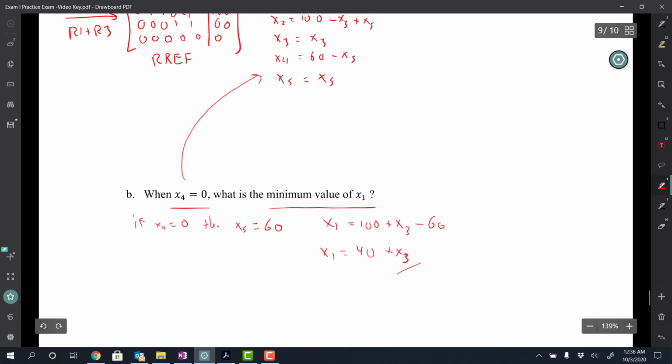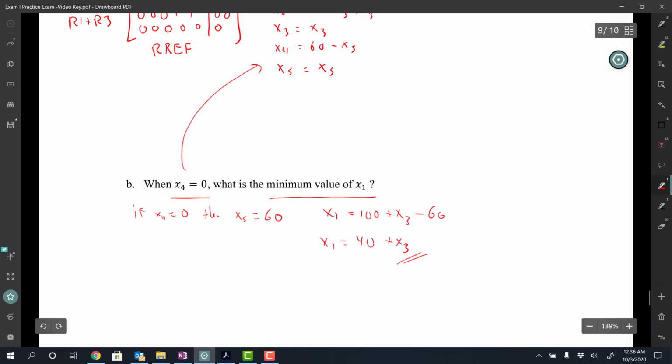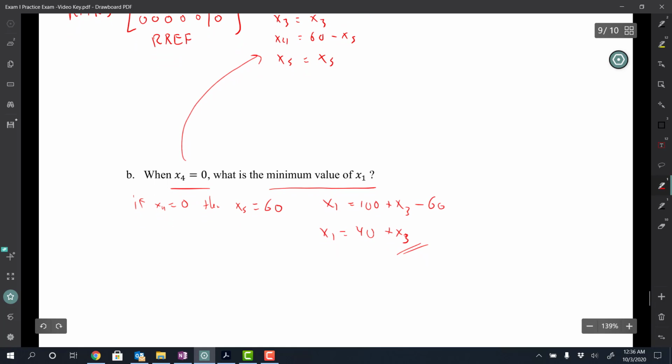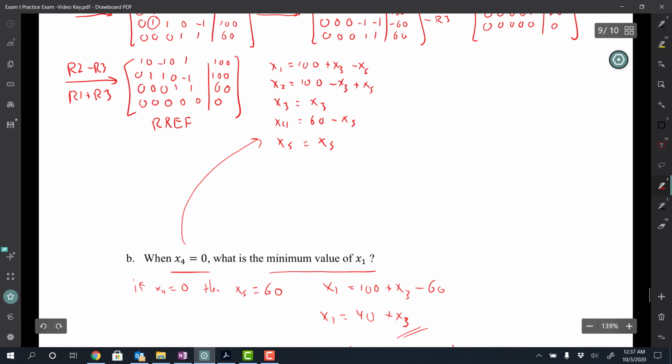Well, x3 has to at least be positive because we're talking about traffic flows, so we can't have a negative flow here. So if x3 is its smallest possible value, which is 0, then x1 would have a minimum value of 40. So that would be the minimum value of x1 based on those other criteria.